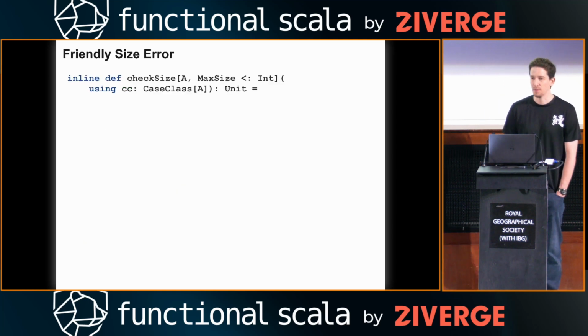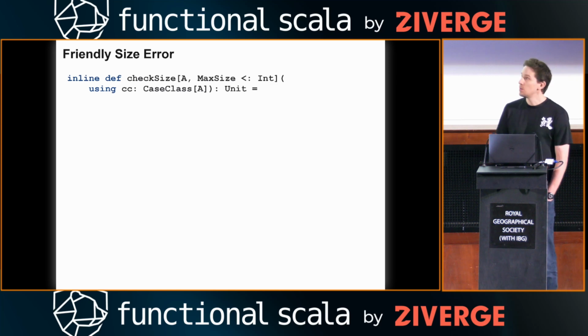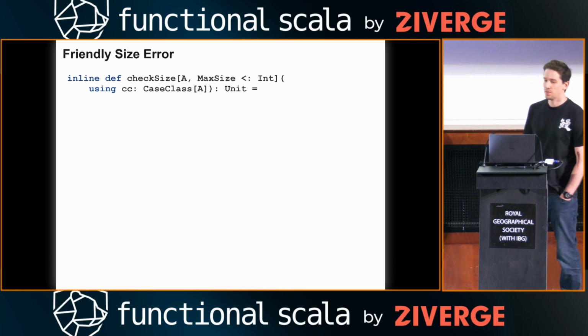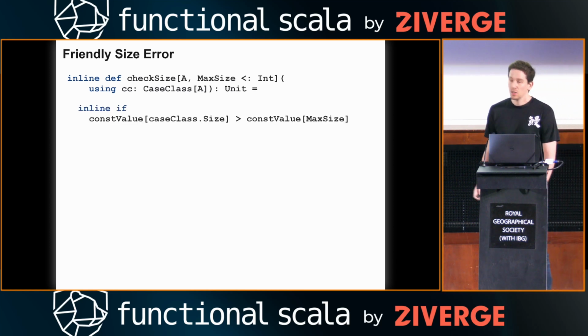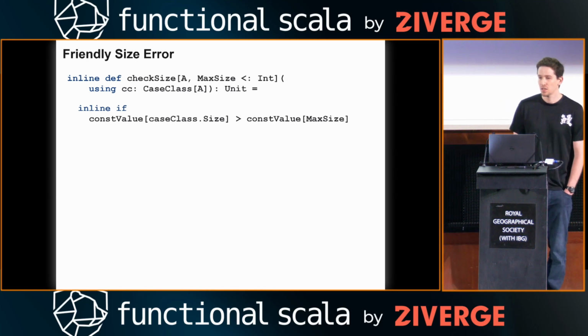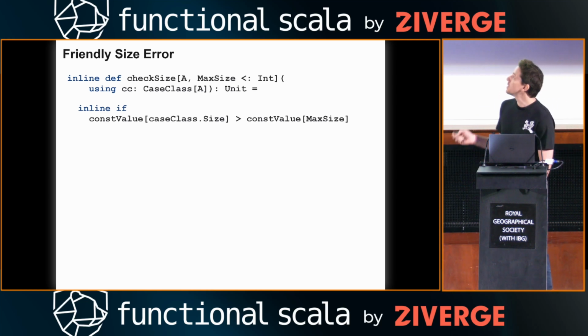So let's see a reimplementation of the previous function. So here's the new signature. In this case, we're now getting max size as a type input, not as a value argument. And we do the same comparison as before, but instead of using values, we're using types. So we're taking the size type from the case class and the max size type that we got before. And we use constValue to drop them back into a value, and then this can be evaluated at compile time and do the check.